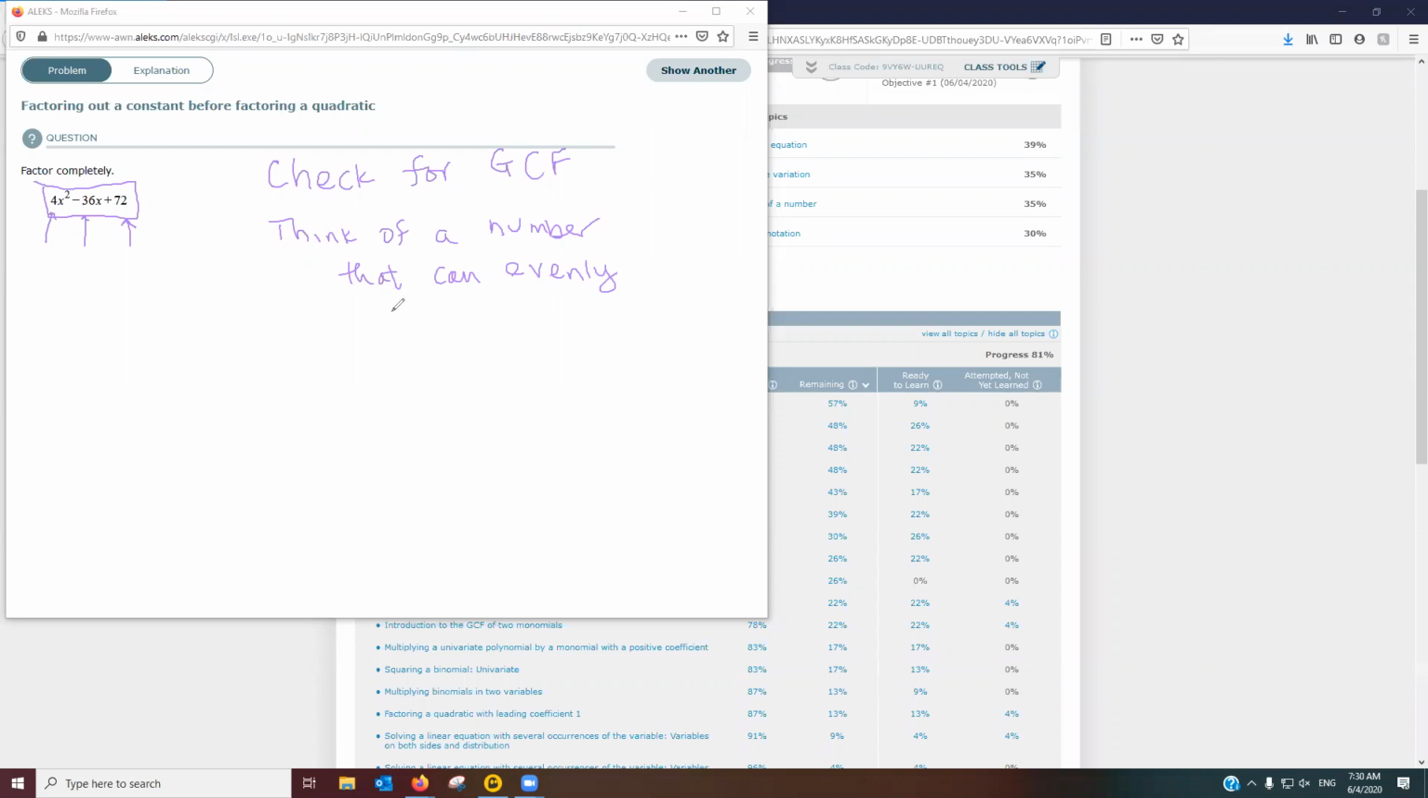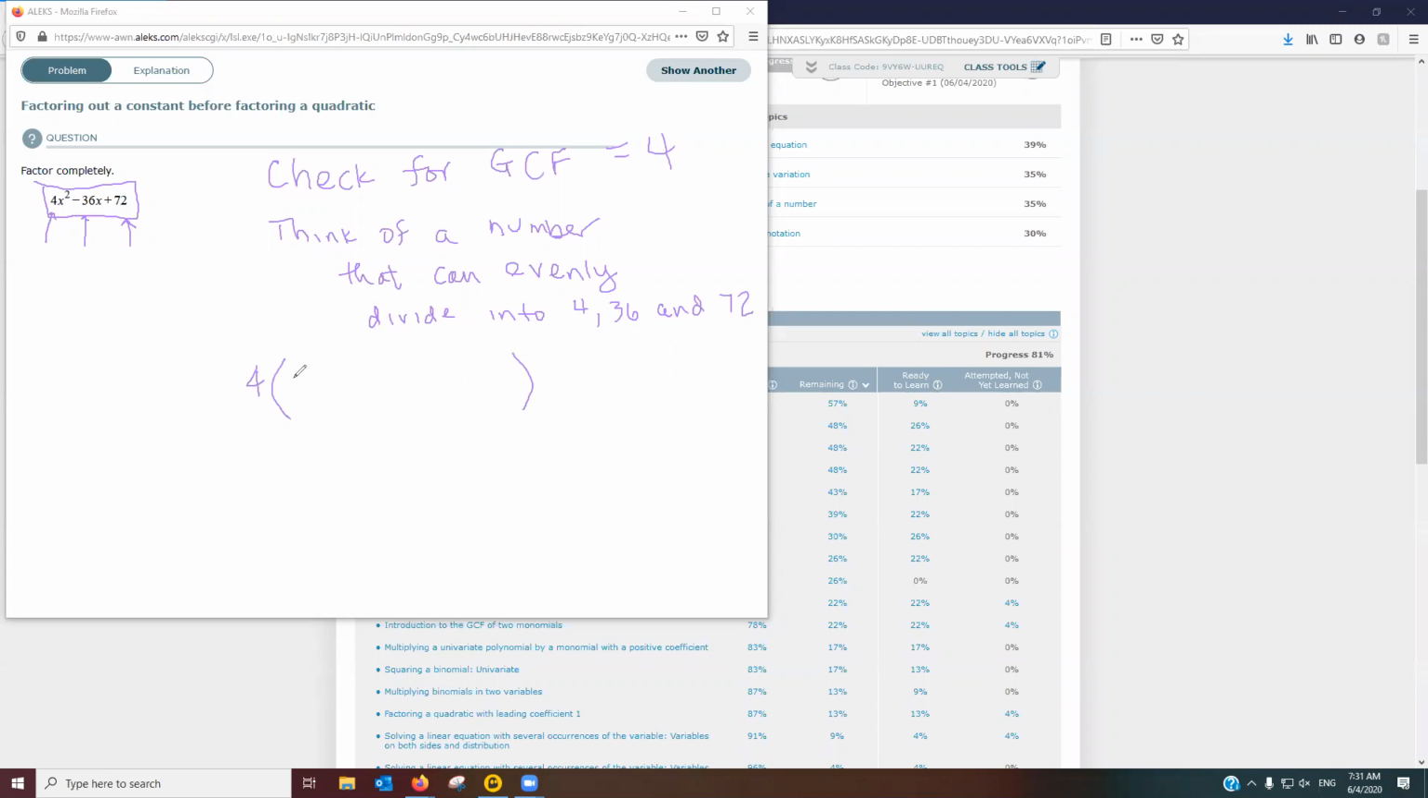So I'm looking for a number that can evenly divide into 4 and 36 and 72. The number's got to divide into all of those numbers. Well, it turns out the greatest common factor is going to be the number 4. So what we could do is pull that 4 out in front and see what's left over.